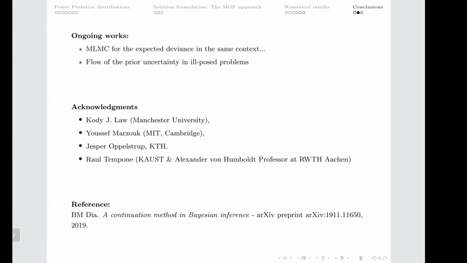But it also opens access so that we can now look at the flow of the prior uncertainty in ill-posed problems. For example, in this presentation, example 1 is a well-posed problem. But think if, for example, Q, the size of the data, and D, the size of the parameter of interest, are different. In that case, what will we see? We are actually working on that. We are also trying to use the MLMC approach to get more accuracy for the estimation of the expected deviance.